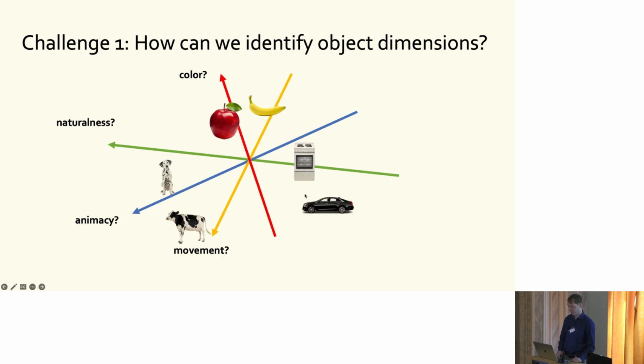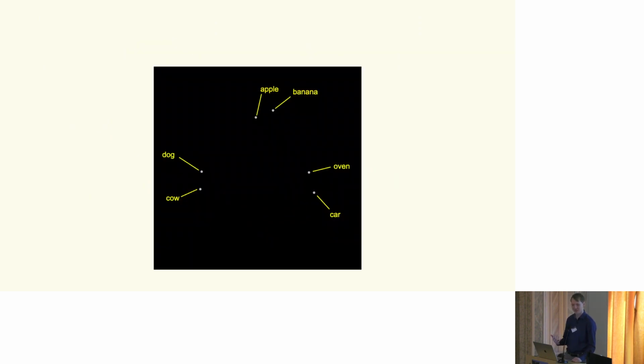Like more black and white, similar over here, and more colorful over here. So even in this two-dimensional depiction, I can already come up with four possible ways of trying to understand the structure of these representations. And of course, in reality, the situation is much more complex.